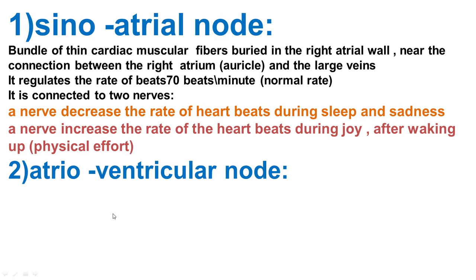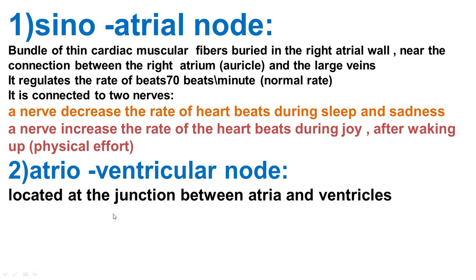The second node, the atrioventricular node, is located at the junction between the atria and the ventricles.